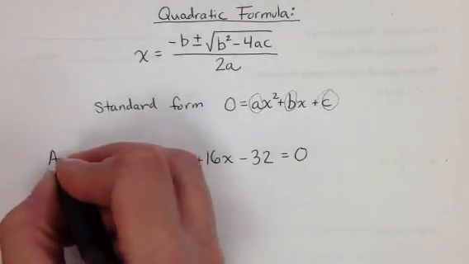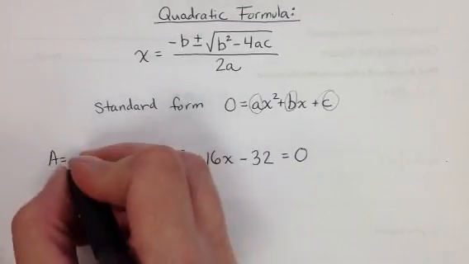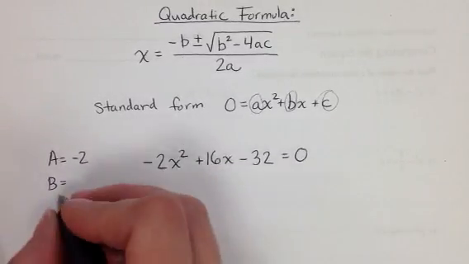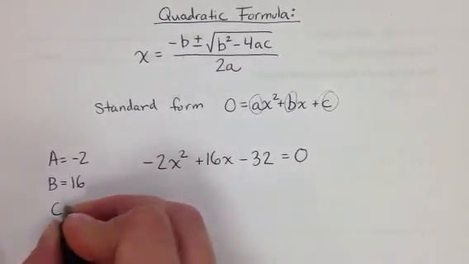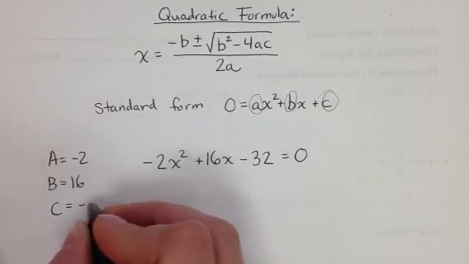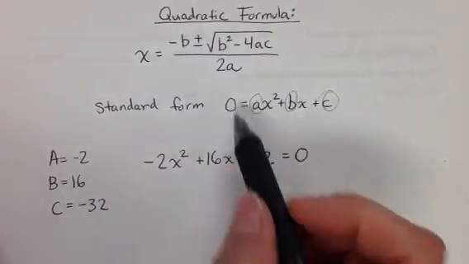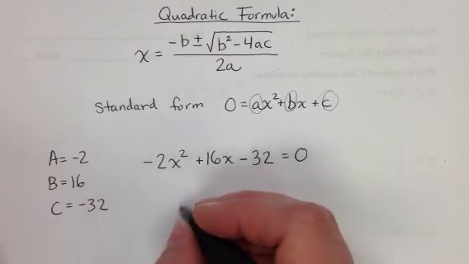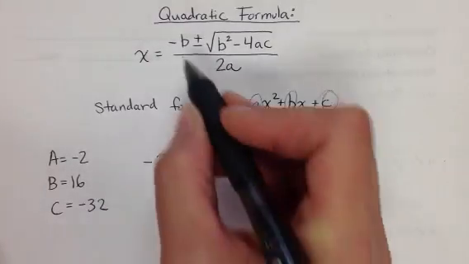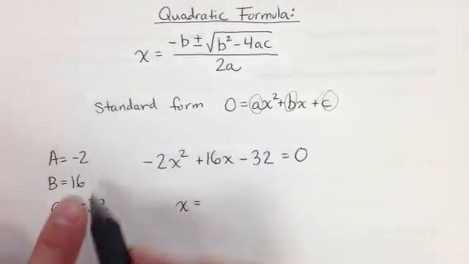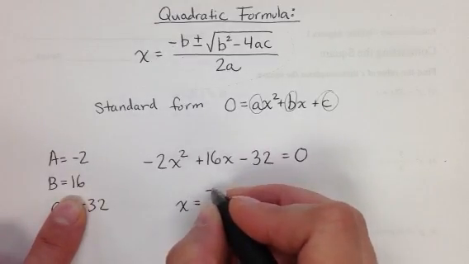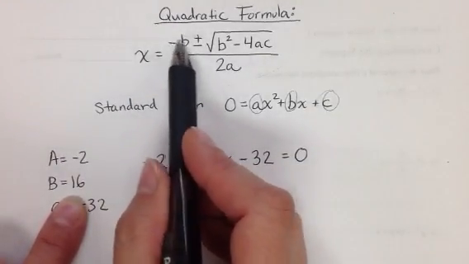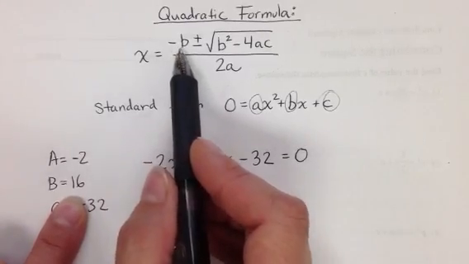So I'm going to do A is equal to -2. B is equal to 16. And C is equal to -32. Okay, so we're going to put it into this formula. So x equals, my solutions are, okay, the opposite of B. B is positive, so it's not tricky, but be careful. If your B is negative, it becomes positive. That's probably the most common mistake.